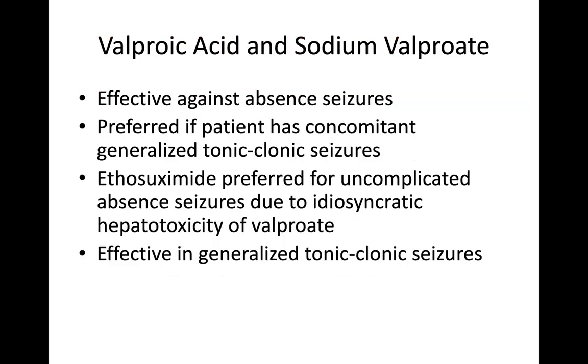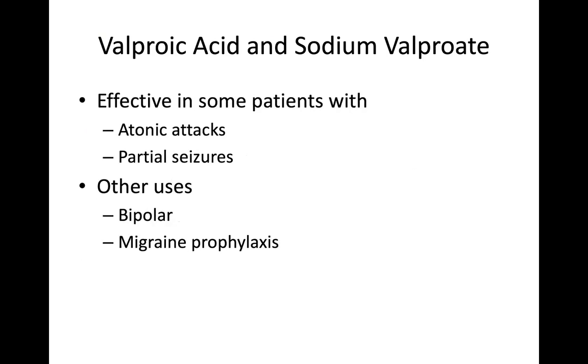Again, I'm not going to ask you anything about this slide here, but we do see that it'll work on a number of seizures. It's worked for absence seizures. It's used if a person has generalized tonic-clonic seizures. We find that ethosuximide may be used for uncomplicated cases. The biggest concern as to why it may be preferred is that with valproic acid, you do have some hepatotoxicity.